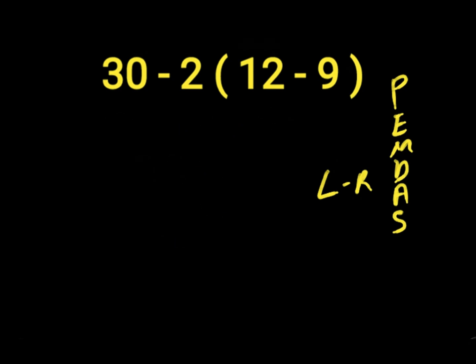First of all, we solve our parentheses, which is 12 minus 9. 12 minus 9 will give us 3. Then we have done our parentheses. We bring down our 30 minus 2 times 3. In mathematics, if a number is close to a parenthesis, note that there is a multiplication sign in between.